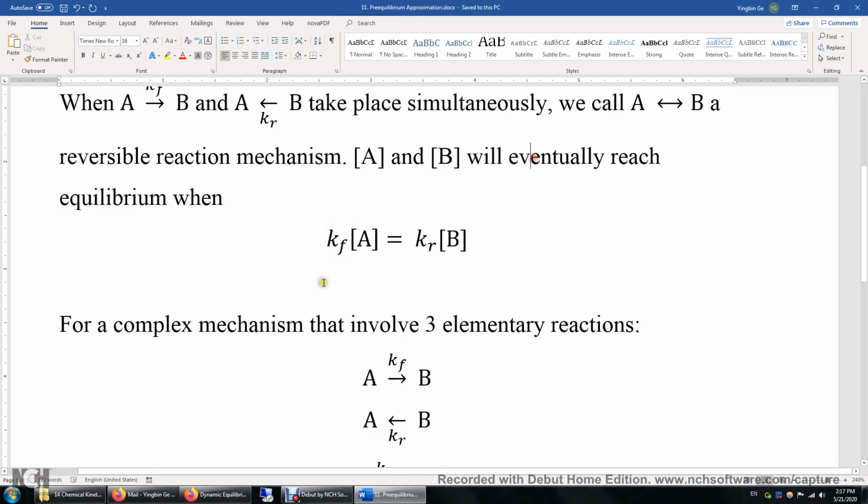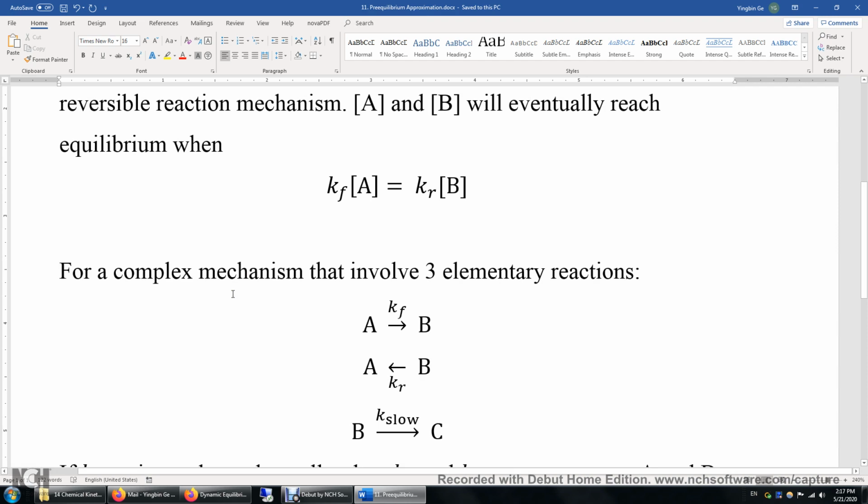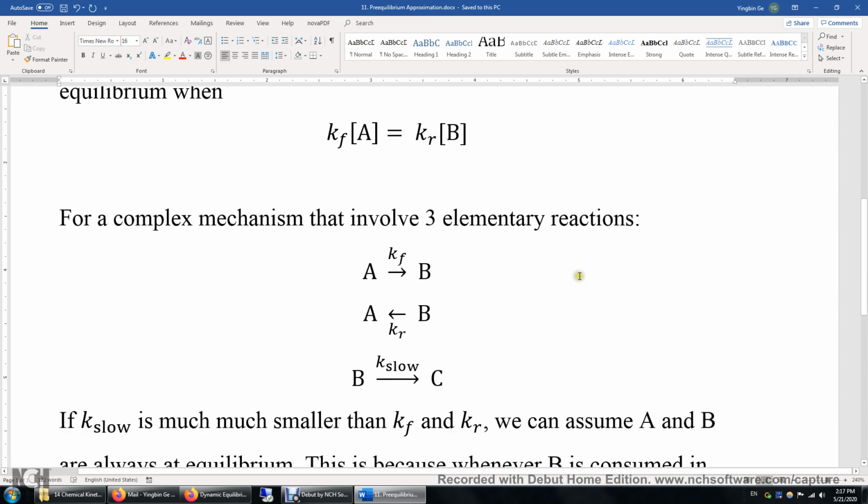Now let's talk about more complex mechanisms that may involve three elementary reactions. So first, from A to B, that's the forward reaction. You have K sub F here, and then from B back to A, we say the rate constant is K sub R. All right, and then let's add one more elementary reaction. Let's say this B can slowly be converted to C, and C is our desired product.